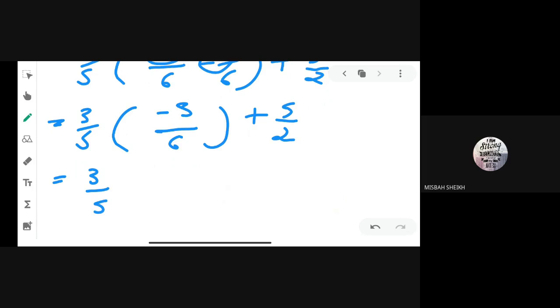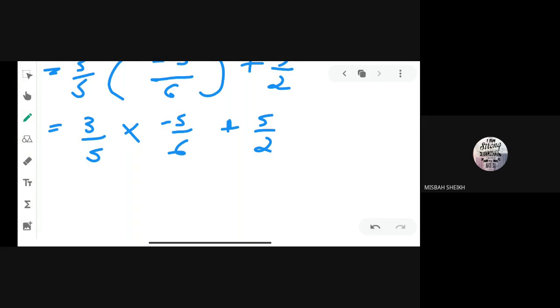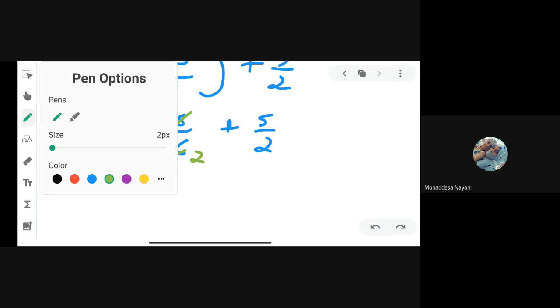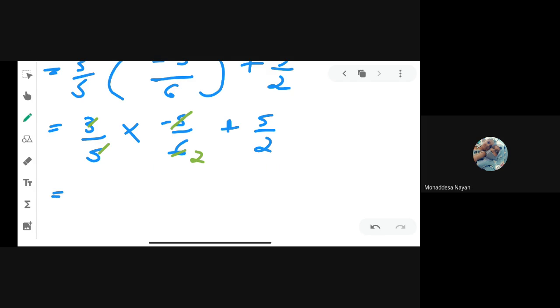Now we are removing the sign of this bracket, plus 5 by 2. Now you can see we are directly cutting this. You can see 5 will be cut, 3 twos are 6. So what is the answer? In the numerator only the minus sign will be left, and in the denominator only 2 will be left, plus 5 by 2.